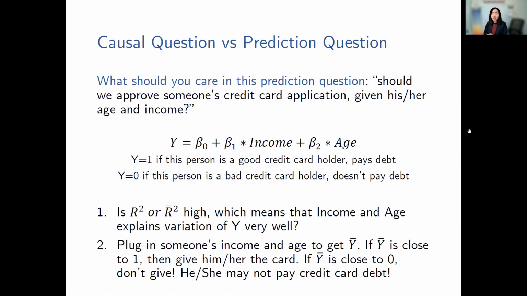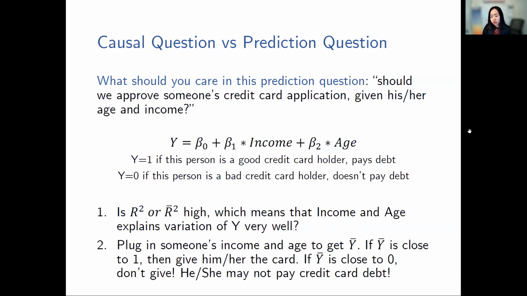How about the credit card question? This is a prediction question. You ran a regression of if the person will pay their credit card debt on their income and age. Okay. So first thing, you will look at R squared and adjusted R squared. If it's high, then income and age explain the chance of paying really well. We can trust our prediction, because R squared or adjusted R squared are high.